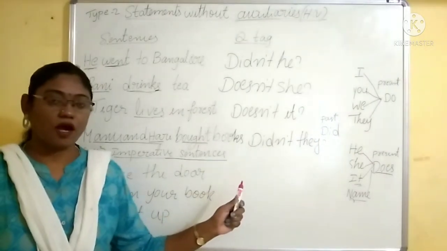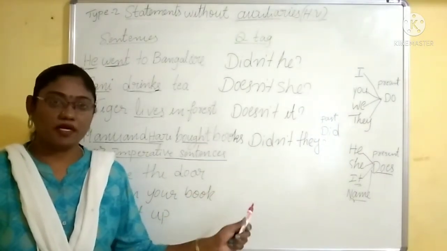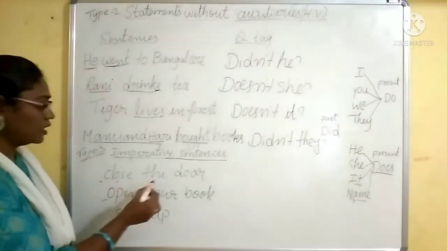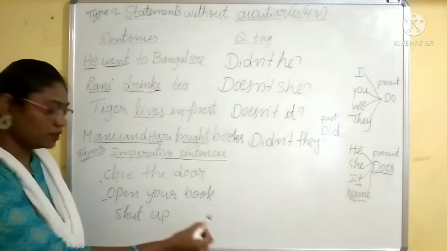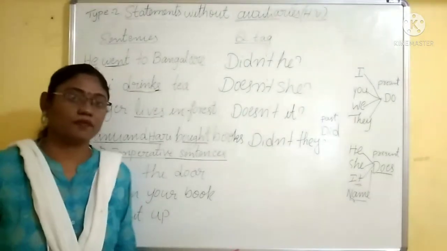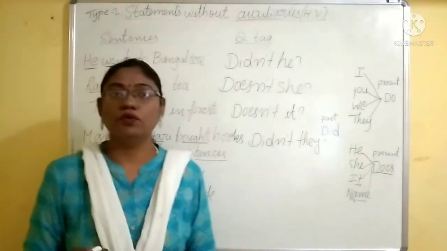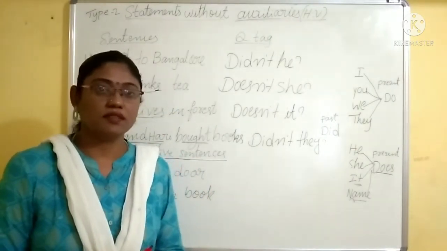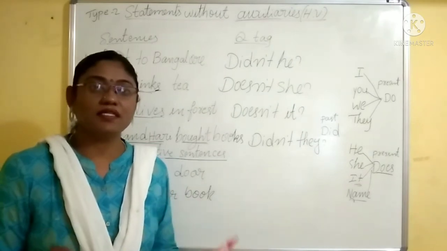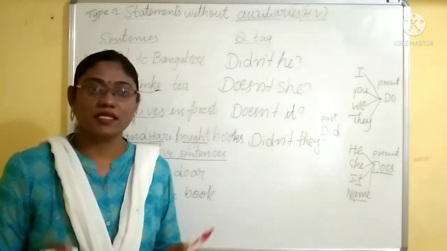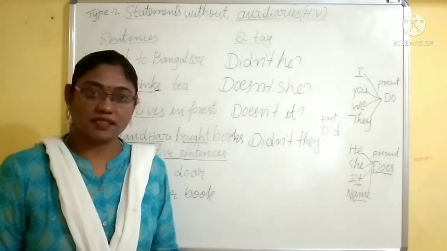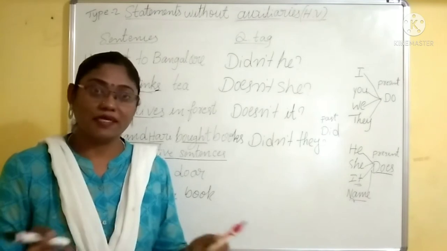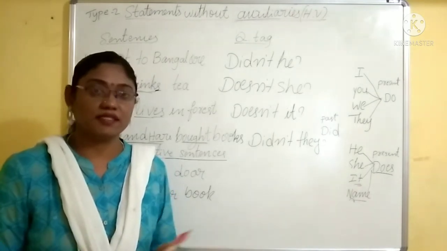Imperative sentences. How to make question tags with imperative sentences? Here we have 3 sentences: Close the door, open your book and shut up. Here you have to remember, when we make question tags with imperative sentences, it depends upon the sense of the sentence. What is sense? Sometimes it is in a normal sense, sometimes in a serious sense.